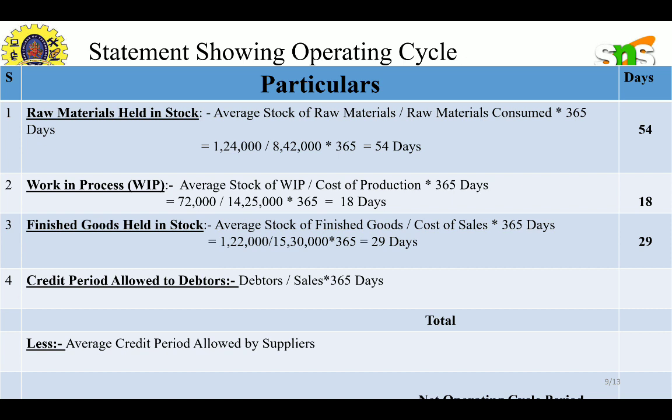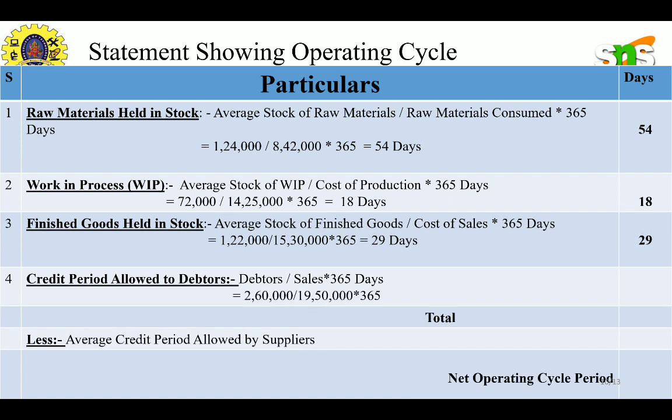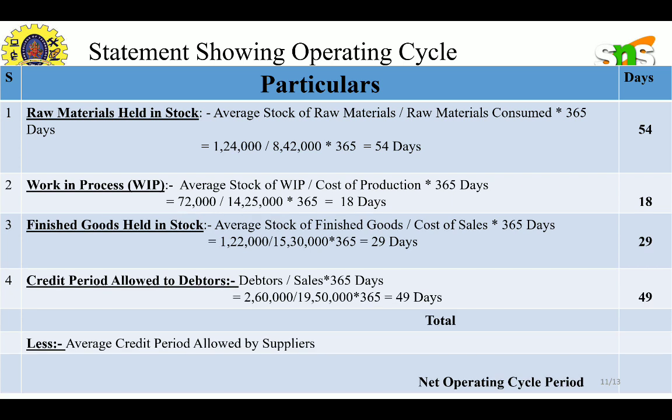Then we go for the debtors. The credit period allowed to debtors is equal to debtors divided by sales into 365 days. The debtors figure is 2,60,000 divided by sales 19,50,000, into 365 days. Finally we get 49 days.